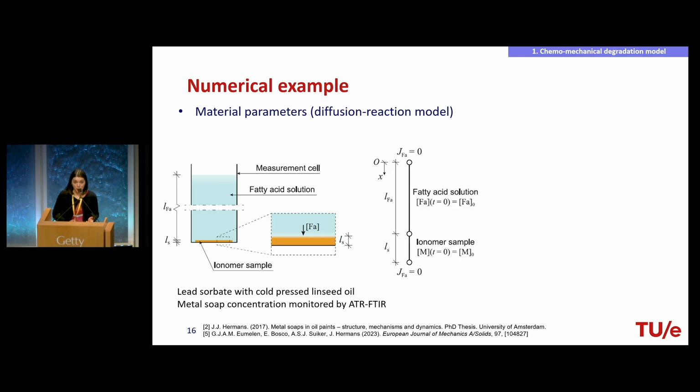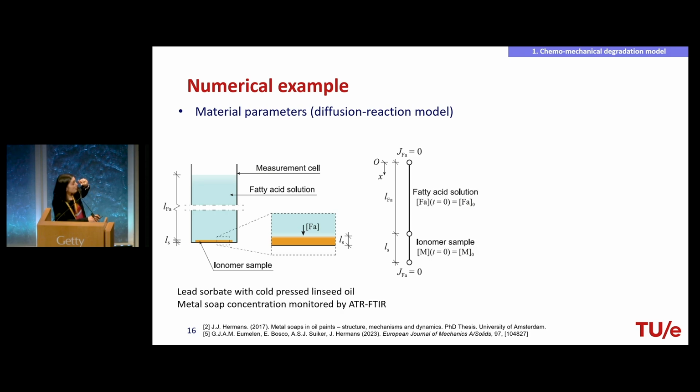Okay, let me show you a couple of simulations, but before doing that, I want to discuss the material parameters that we use for the model. For the diffusion reaction model, we calibrated the model on some experiments done by Jun Hermans for his PhD thesis in 2017. He prepared an ionomer sample based on lead, and put it on the back of a measurement cell that was filled with a fatty acid solution. So the fatty acids diffuse in this direction. It is a one-dimensional diffusion problem for the fatty acids, and then they penetrate the ionomer, where they react to form metal soaps.